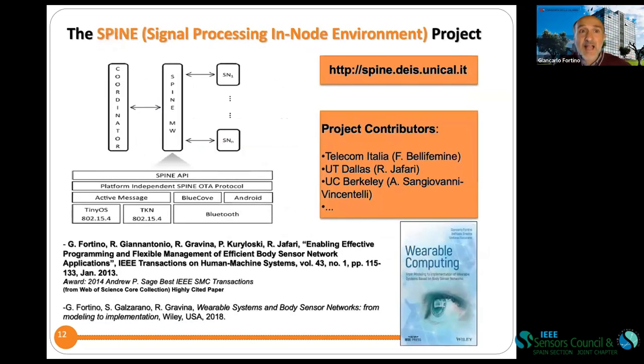So this is a summarizing slide about SPINE. If you'd like to have more information about SPINE, you can follow the link spine.deis.unical.it. SPINE is a middleware, and the architecture of SPINE is the one you can see in the slide. You have a SPINE API at different levels: at low level, different APIs in different low-level languages, but also APIs in different high-level languages, like, for example, Android, Java, or C.